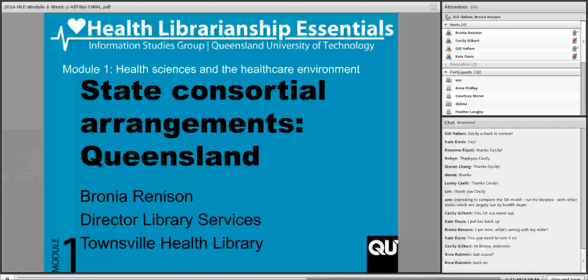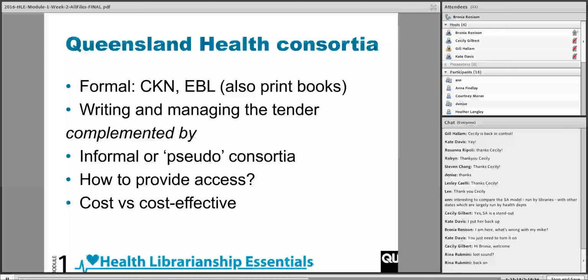Good. Okay, Cecily has mentioned, I've been lurking and listening to Cecily, I don't want to repeat what she said. She's mentioned CKN, Clinical Knowledge Network. It is a multi-million-dollar tender. The management is outsourced on a 5-year contract, and that's overseen in Brisbane. The resources are available to all Queensland Health staff at work and at home and on their mobile devices, according to which electronic resource you're on.